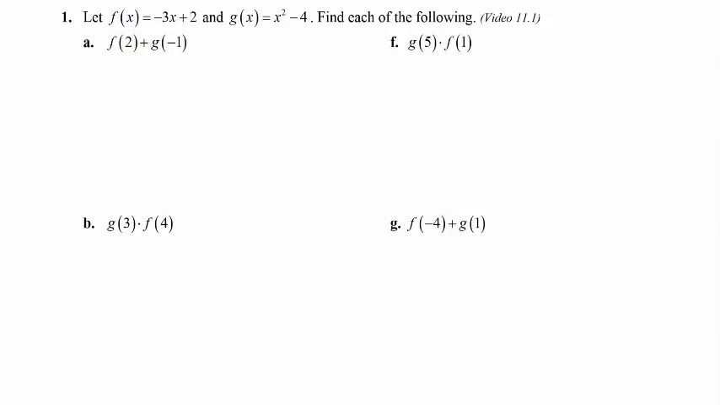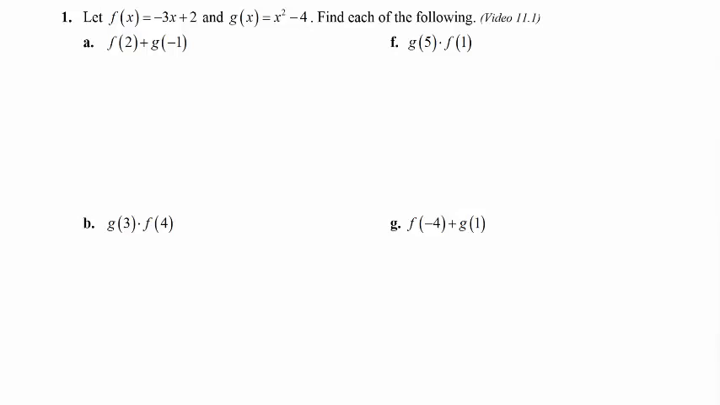Number 1, let f of x equal negative 3x plus 2 and g of x equal x squared minus 4. Find each of the following. With these problems, we'll be combining functions using addition, subtraction, multiplication, and division.